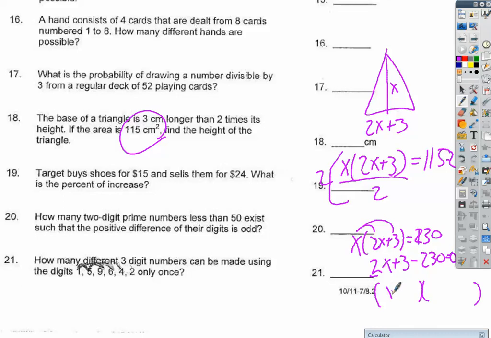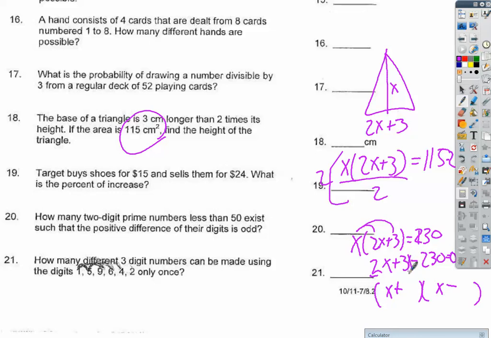So I know there's going to be an x. I know there's going to be an x here. This is a negative, so I'm going to have one positive and one negative. So here's the thing. What goes into 230? Well, 10 and 23 does. And you're going to tell me 10 and 23 does not have a middle term of 3x.